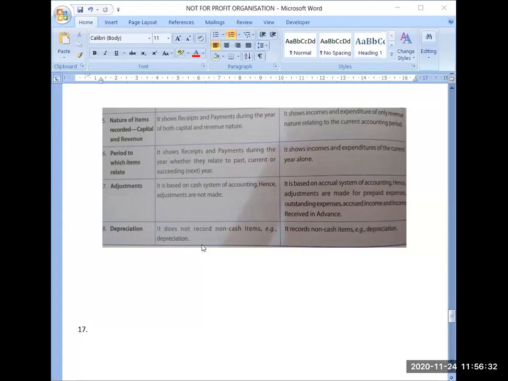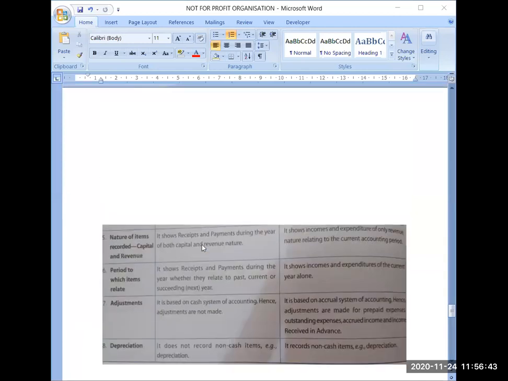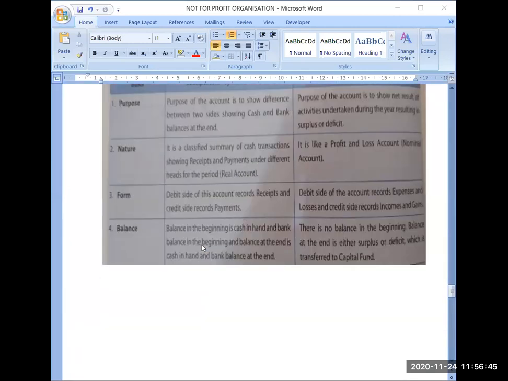Then depreciation: obviously depreciation is a non-cash item, so it will not be recorded in receipt and payment account, but it will always be recorded in your income and expenditure account. So that is all about income and expenditure theory. Just try to complete it.